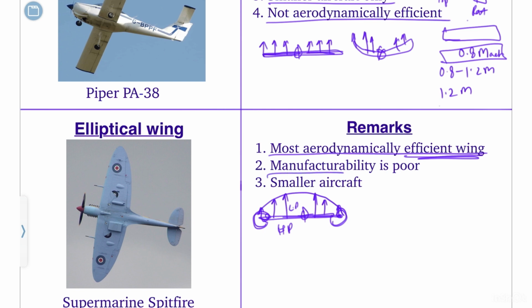The only issue is that the manufacturability is poor, because as you can see the design, and again they are used in smaller aircraft only, aircraft which can fly in the subsonic range only.